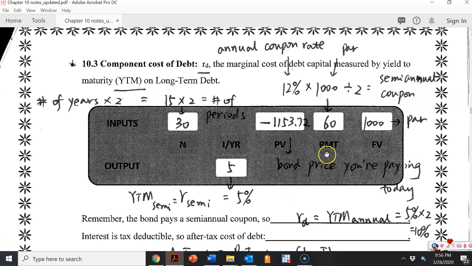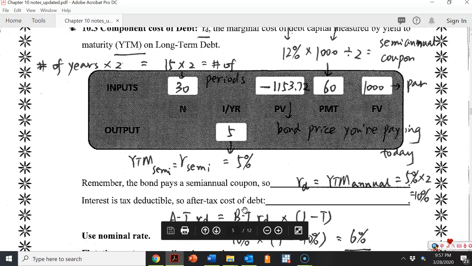We can input this as payment. And the future value should be the par value 1,000. Present value should be the bond price you're paying today, so we input it as negative 1153.72. N should be the number of half years. We know this is a 15-year long-term bond. We multiply it by 2, so the number of half years would be 30. And we compute for I. We get 5. Okay, and this will be the yield to maturity semi-annual, or semi-annual cost of debt, 5%.